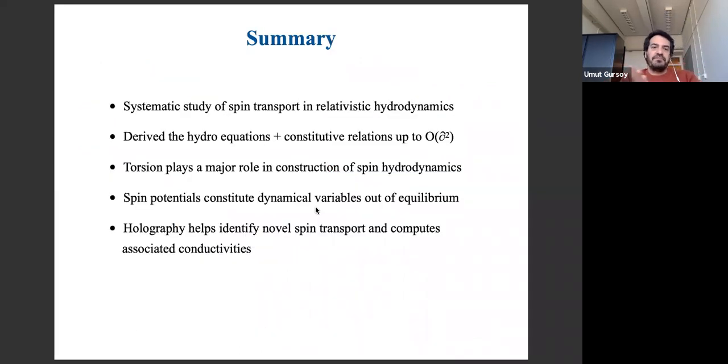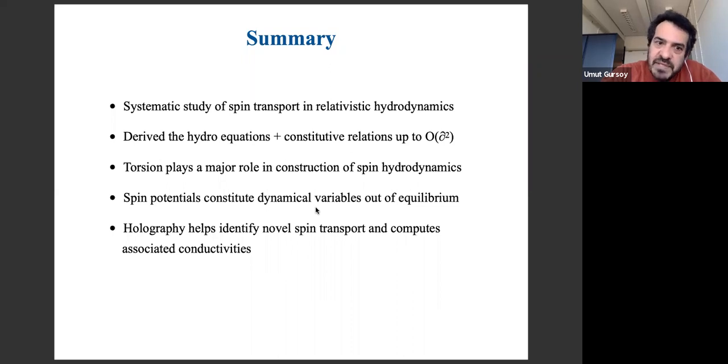So let me summarize. We have done a systematic study of spin transport in relativistic hydrodynamics, and derived hydrodynamic equations and constitutive relations up to second order in the derivative expansion. The first thing that I mentioned in the talk was that the torsion plays a major role in this entire construction as a bookkeeping device, but an important one. It really tells you in which direction you should be taking this torsionless limit.